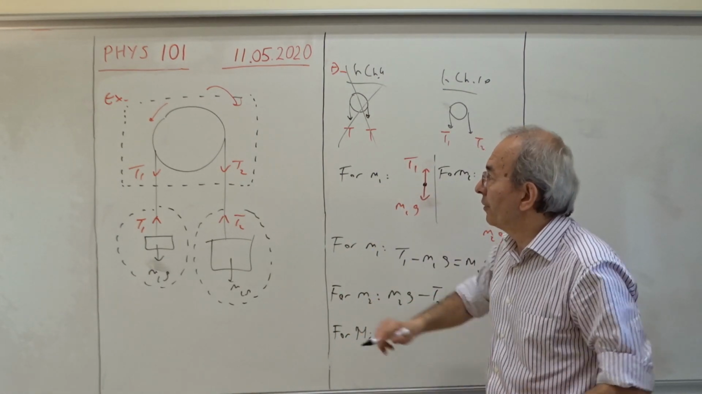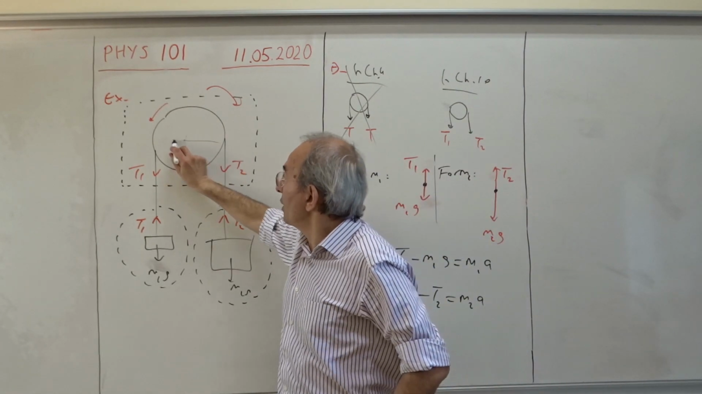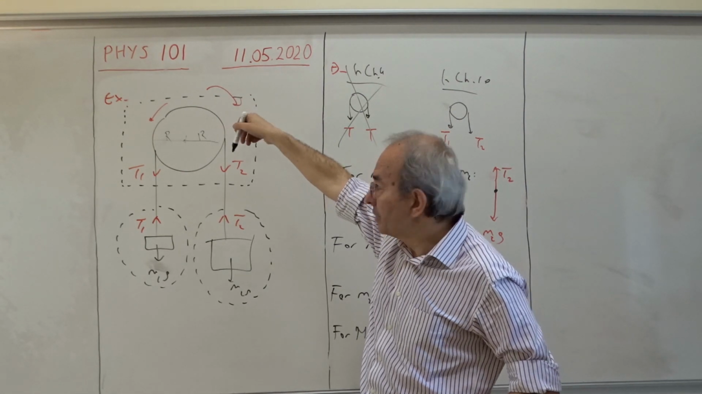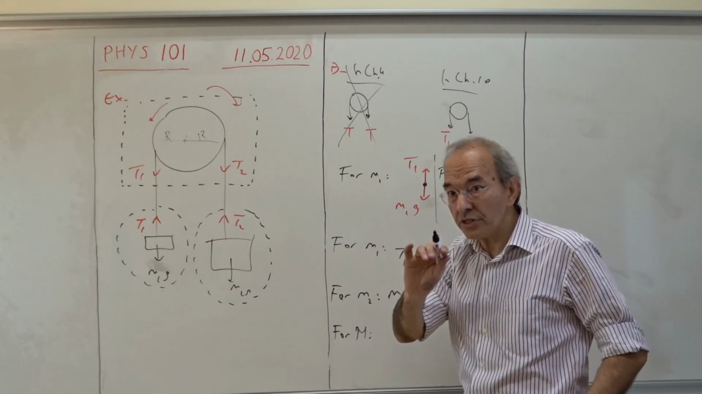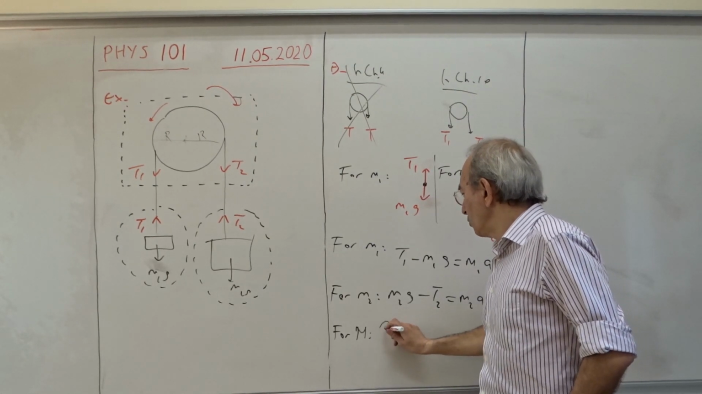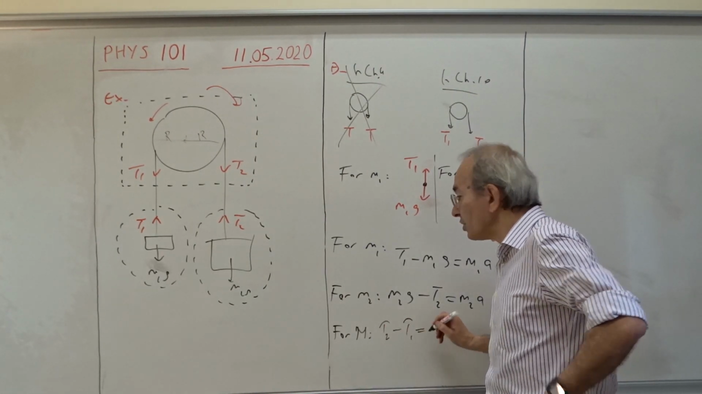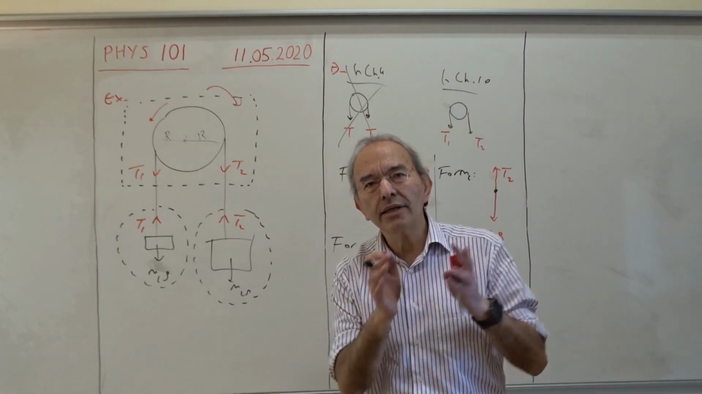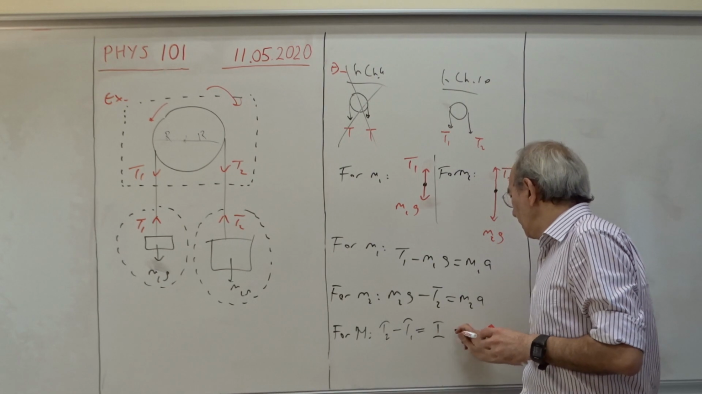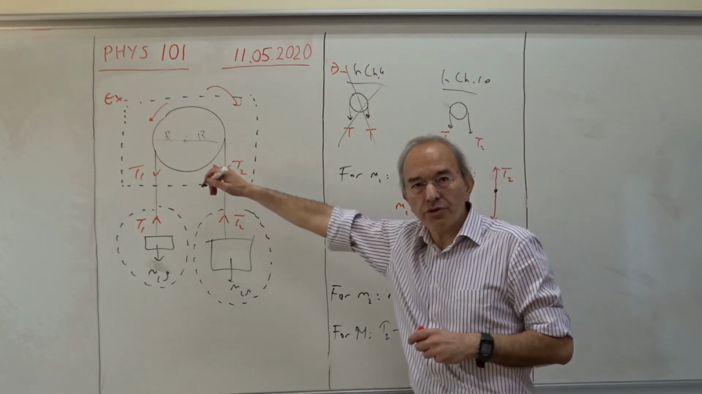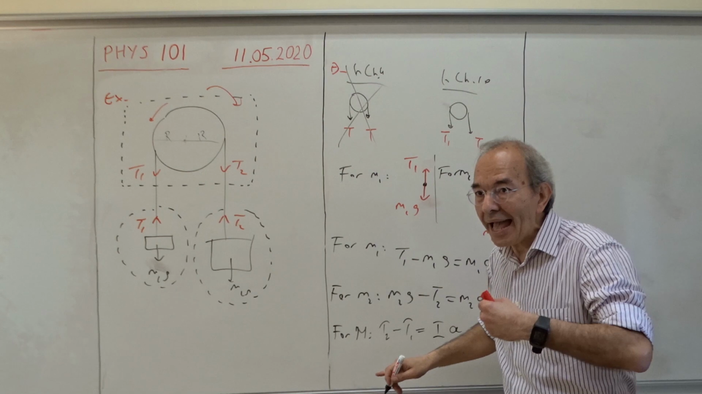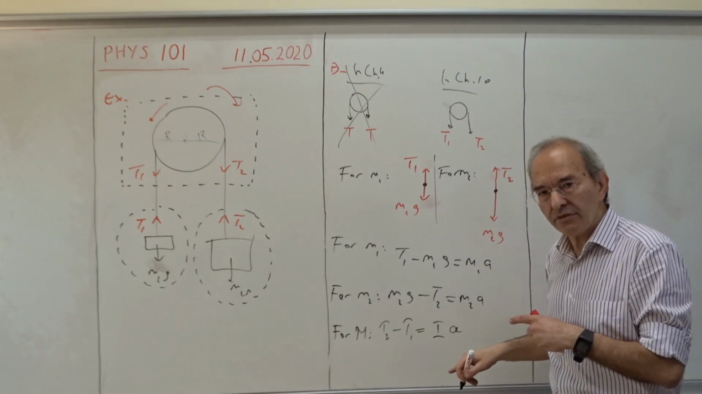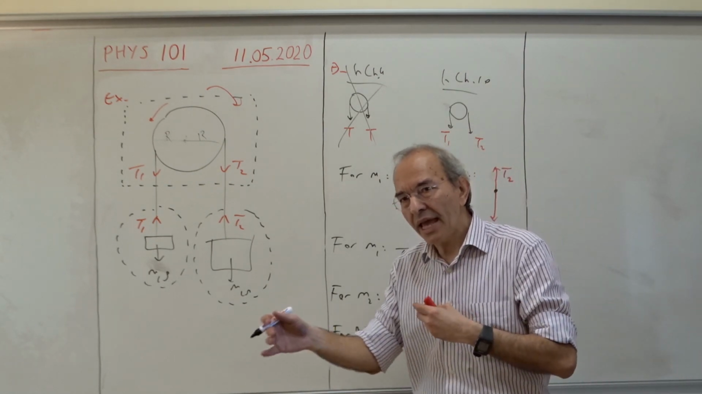For M, there is the same radius, so R and R. So T2 times R minus T1 times R, and that difference is not zero. For M it is tau 2 minus tau 1. What is the right-hand side? As we have seen in the second kind of definition, it is I times alpha. I is the inertia for the pulley. Alpha is the angular acceleration. However, these are linear accelerations, and we will also write a relationship between A and alpha.